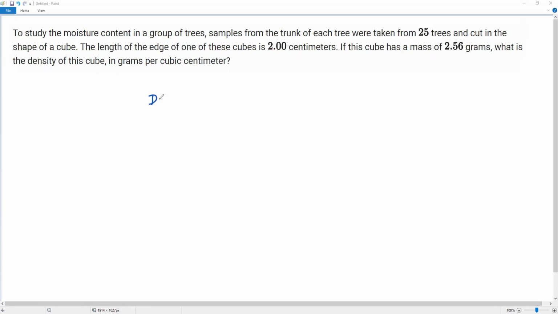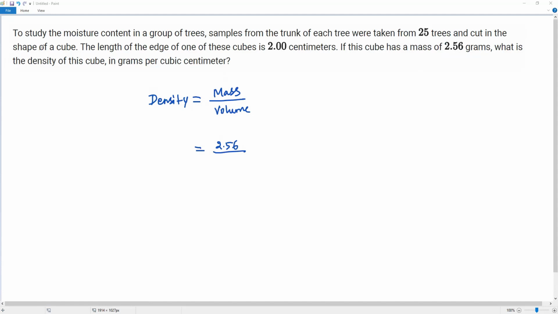There is a formula to find the density. Let me write the formula. Density equals mass divided by volume. Since we have to find the density of the cube in grams per cubic centimeter, the mass has to be expressed in grams and volume has to be expressed in cubic centimeters. Here we have the mass of the sample in grams. We can plug in this 2.56 for mass over here. And now we have to find the volume in cubic centimeters.